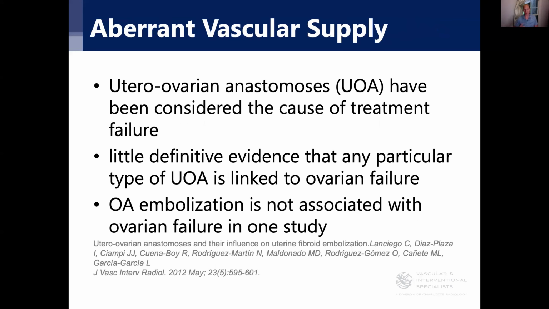I'm going to talk briefly about aberrant vascular supply. Most of the time, the blood supply to the fibroid comes from the uterine artery. Sometimes it can come from the ovarian artery, and if it comes from the ovarian artery, this can be a cause of failure. The way we determine that is the MRI again. But there have been studies, which surprises me, a recent study that showed that you can basically embolize the ovarian artery without causing ovarian failure.